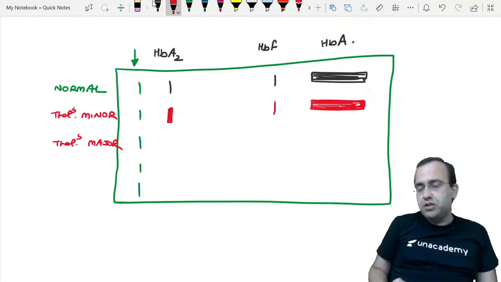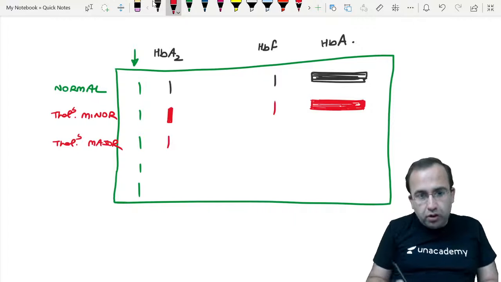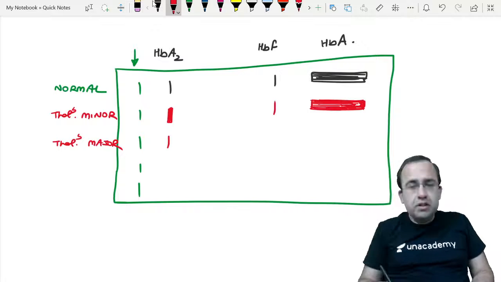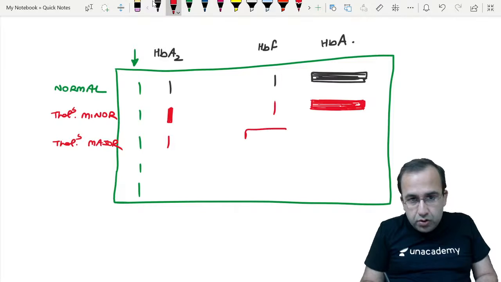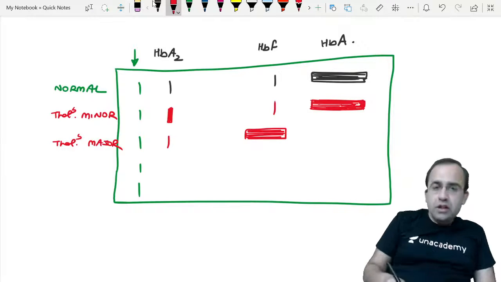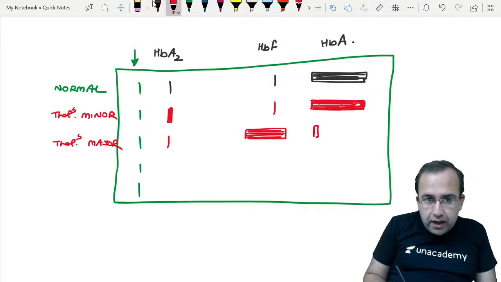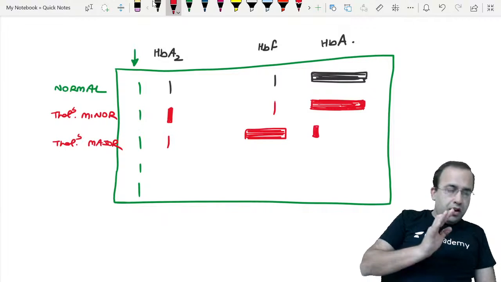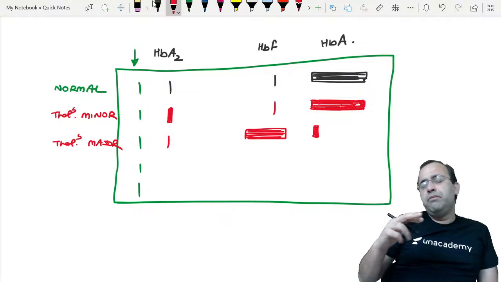Next is thal major. HbA2 normal. Now the predominant hemoglobin is HbF. So HbF is markedly increased. Predominant is HbF, markedly increased, whereas HbA is markedly reduced. Thal major. Actually, before I go further, I'm very curious.